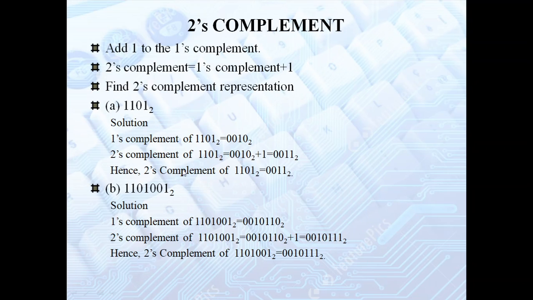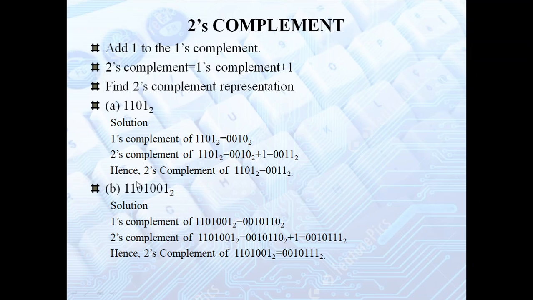Two's complement is the number that results when we add 1 to the ones complement. So 2's complement is 1's complement plus 1. Let us consider one example, 1101 to the base 2. In order to find the 2's complement, first we have to find the 1's complement, which is changing all the 1's to zeros and zeros to 1's. Next, to find 2's complement, we add 1 to the 1's complement. So 1's complement plus 1 is 0011 to the base 2.